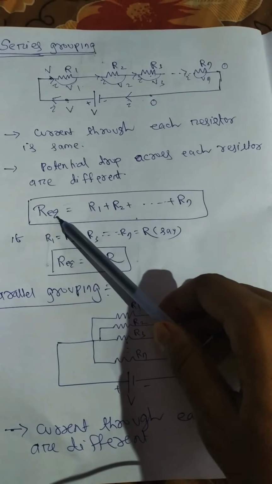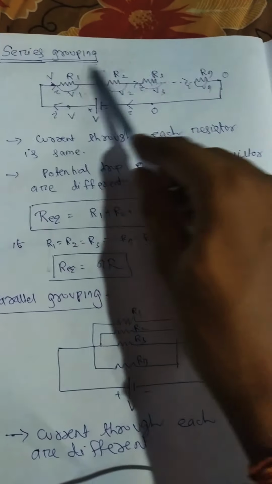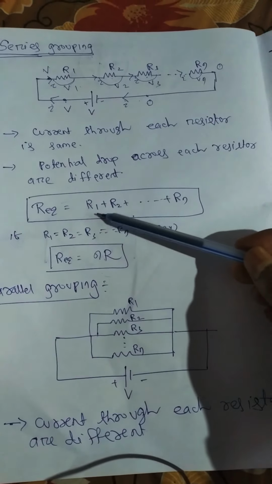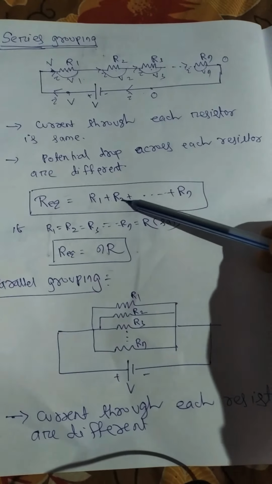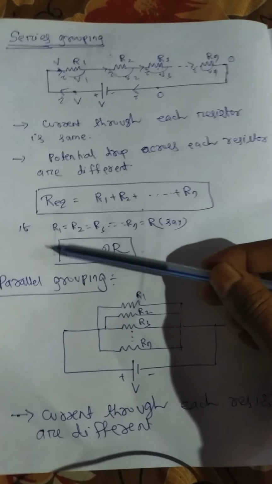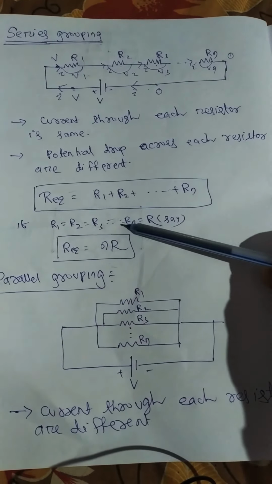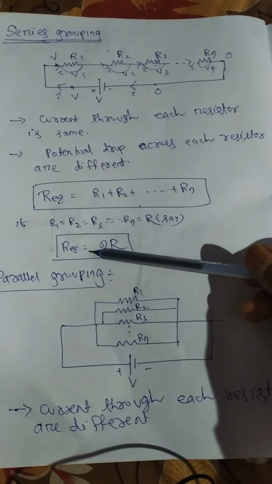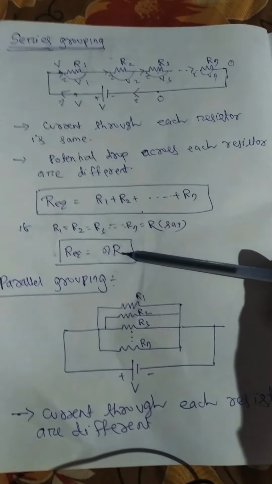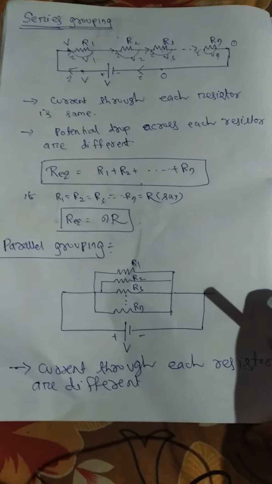The equivalent resistance of these n resistors is given by the expression R equivalent is simply the sum of all resistors, R1 plus R2 up to Rn. If all the resistors are the same, meaning R1 equals R2 equals R3 equals Rn equals R, then R equivalent is n times R. Then we come to parallel grouping.